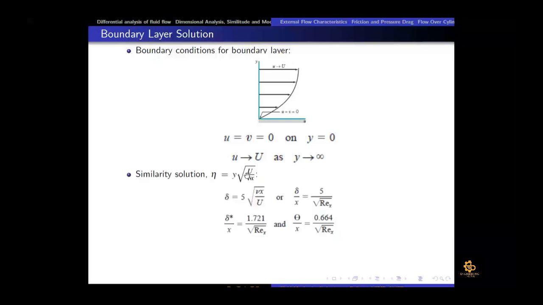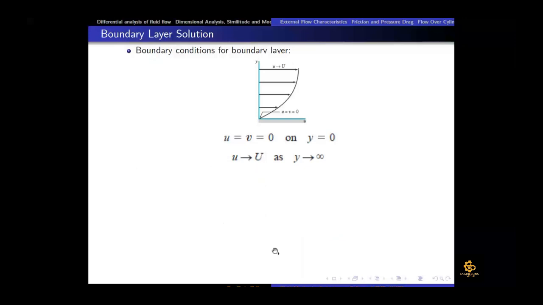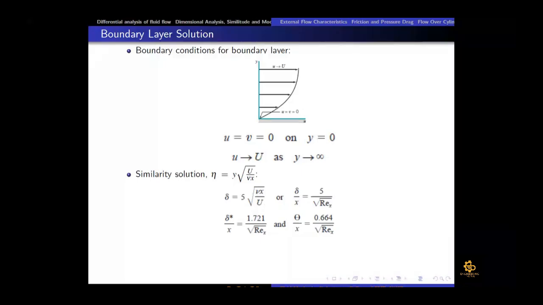If we put this parameter eta in these two equations, we can come up with a third order ODE, and it can be solved by using numerical techniques like the Runge-Kutta method. Blasius did this in 1907 on paper; we can do it on a computer by programming very easily, with about one page of code.